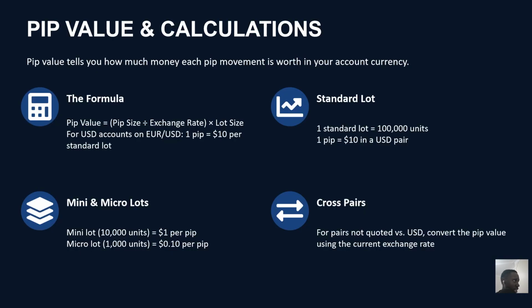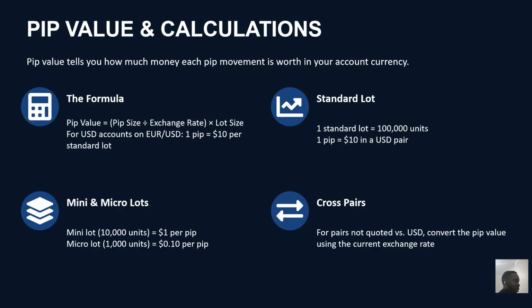So, pip value and calculations. Pip value tells you how much each pip movement is worth in your bank account. The formula: pip value equals pip size divided by exchange rate, times lot size. For USD accounts on EUR/USD, 1 pip equals $10 per standard lot. It's also key to understand that one standard lot is equal to 100,000 units. 1 pip is equal to $10 in a USD pair.